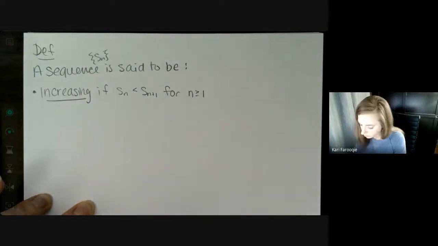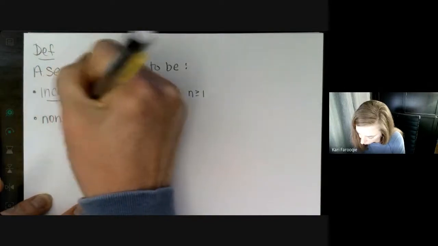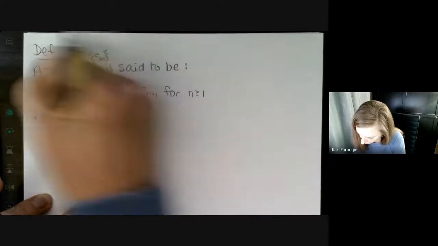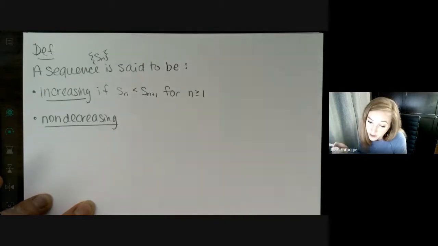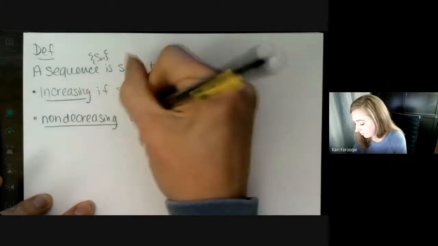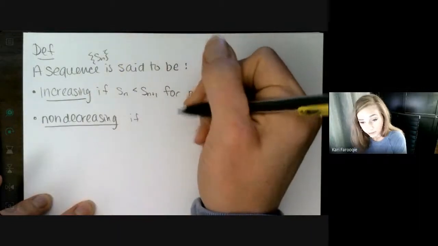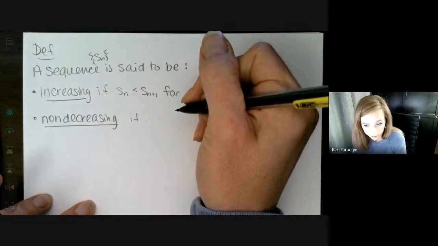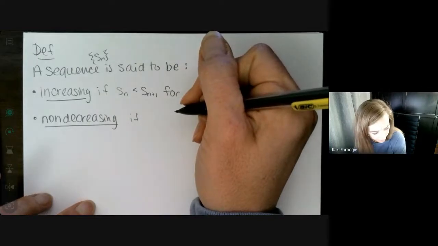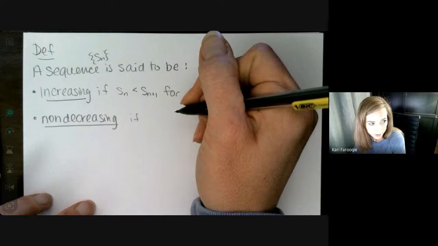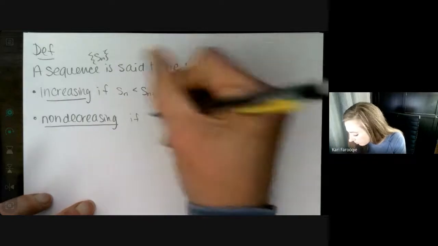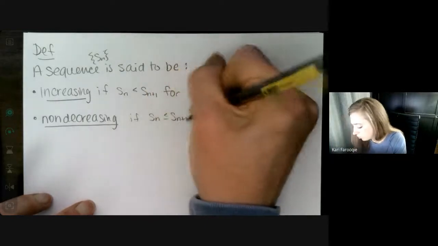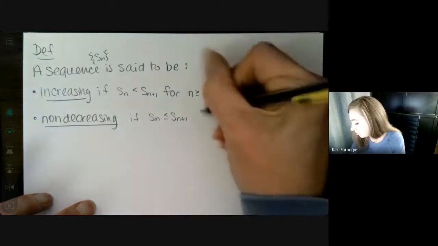Now, there's the difference, and I'm going to show you what that is between increasing and non-decreasing. Increasing means the values are going up. Non-decreasing just means they're not going down. It doesn't mean that they're going up, and it doesn't mean that they're going down. It just means that they're not going down. Increasing means they're going up. Non-decreasing just means they're not going down. So if S sub n is less than or equal to S sub n plus 1, for n greater than or equal to 1.